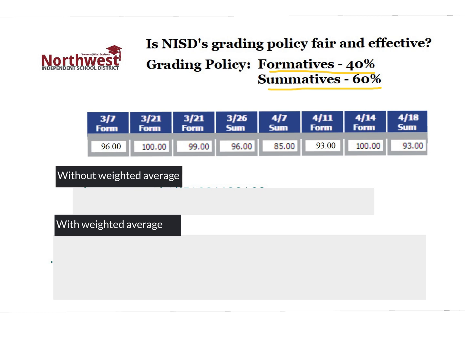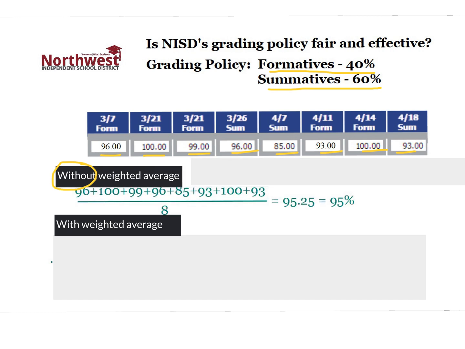If we were without weighted averages, what we would do is we would just take all of these values and we would just add them up and then we would divide by the total. So there's 1, 2, 3, 4, 5, 6, 7, 8 grades. So we would take all those 8 grades, we would add them up, and then we would divide by 8. So without the weighted average, this is what we would have. Since there are 8 values, it would come out to be 95.25, which would round to a 95% in the gradebook.